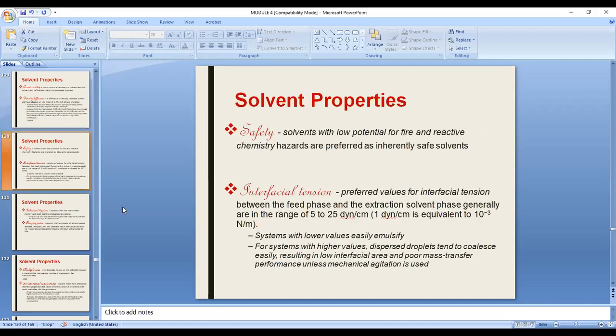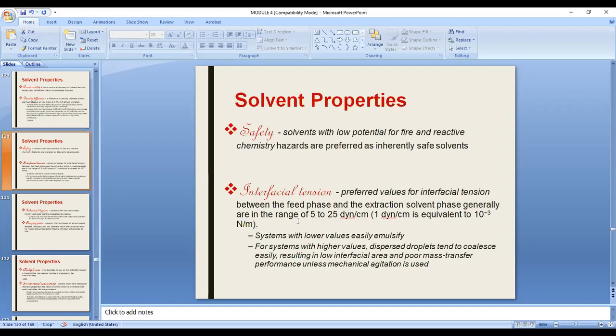Okay, safety. So solvents with low potential for fire and reactive chemistry hazards are preferred. This is a given. Interfacial tension. This is something that we consider when we design our extraction equipment already. This one is our lambda, or is it sigma? I'm not familiar with the name of the Greek symbol. The interfacial tension. So the preferred value for this interfacial tension in the feed phase and the extraction solvent phase generally are in the range of 5 to 25.